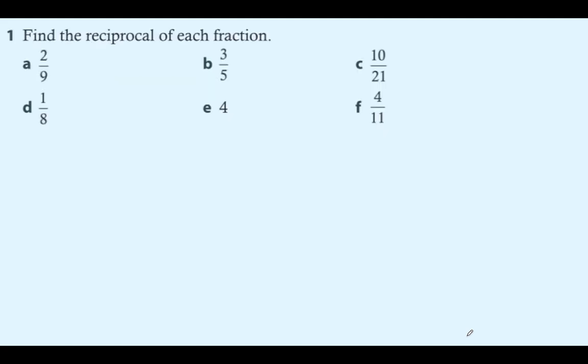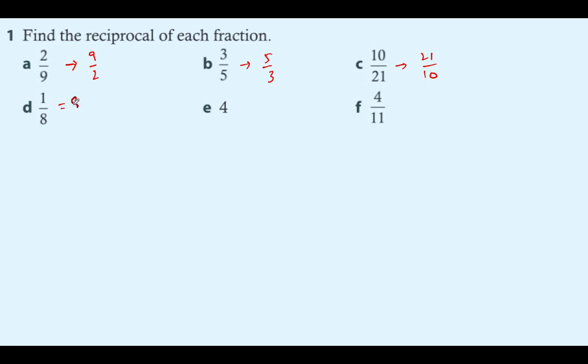Moving to question number 1, it says find the reciprocal of each fraction. A reciprocal is just turning a fraction upside down. So the reciprocal of 2 over 9 will be 9 over 2, and 3 over 5 will be 5 over 3. 10 over 21 will be 21 over 10.